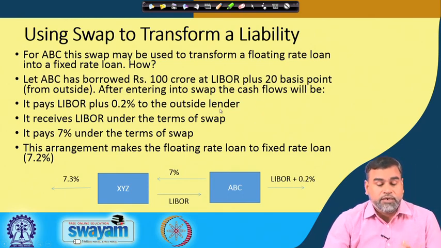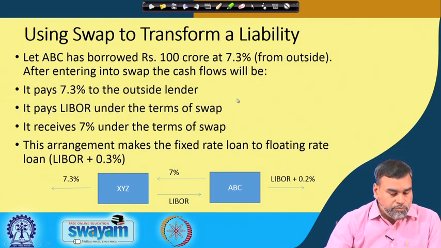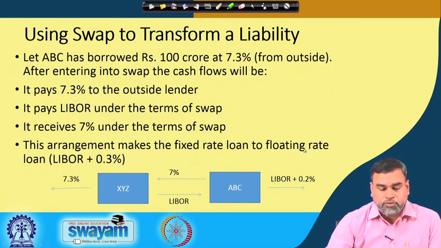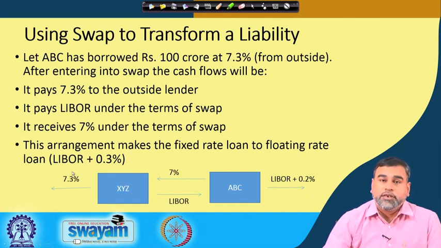So, that means their fixed rate loan has been converted into a floating rate loan. Because of this, a loan can be converted from fixed to floating or floating to fixed once they have entered into the swap. The same thing: it pays 7.3% to the outsider, pays LIBOR, and receives 7% under the terms of the swap. This arrangement makes the fixed rate loan a floating rate, that is LIBOR plus 0.3%. The 7% cancels, and you get LIBOR plus 0.3%. So, that is the conversion of the fixed rate to a LIBOR plus 0.3% floating rate. This is the way swaps are used in the market.